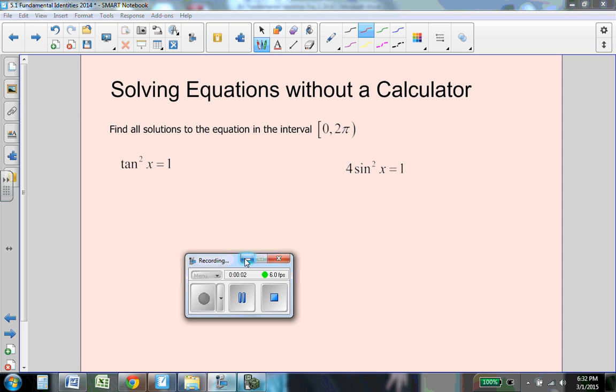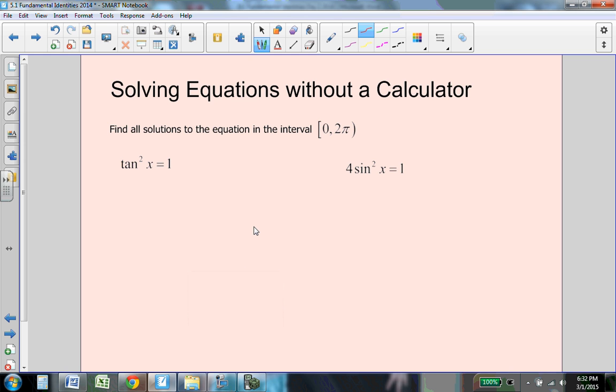Now we wrap up 5.1 with solving equations both with and without a calculator. Anytime you're solving without a calculator, you'll be using your unit circle. So it's important to have those down already. And let's start with the tangent squared here.